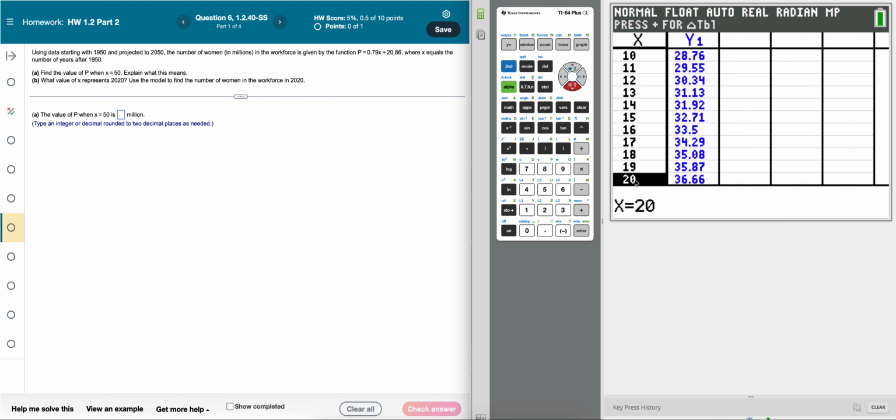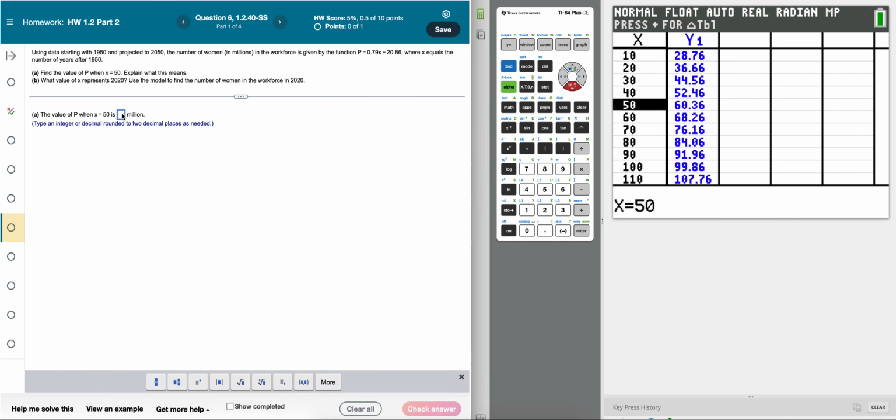To make it a little easier to get to 50, I could count by tens. So notice right now I have x equals 20 highlighted. If I hit the plus button, it gives me this change in the table. Right now the x values are increasing by 1, but I can have them jump by tens. So now it's a little quicker to find x equals 50, and there is my y value. So it says the value of P when x equals 50 is blank million. Round this to 2 decimal places, so it's 60.36 million.